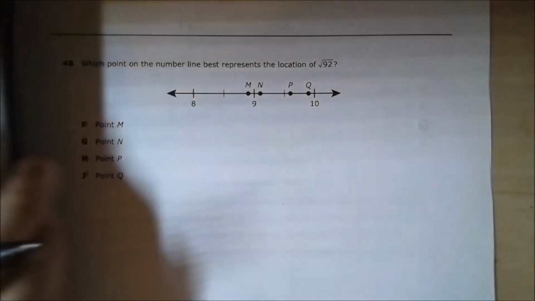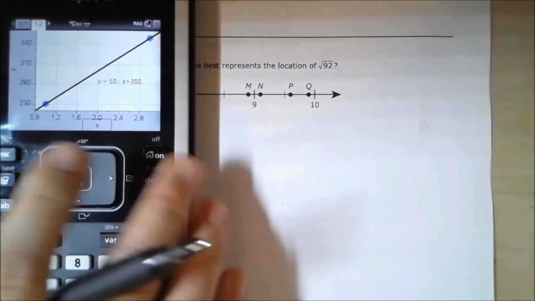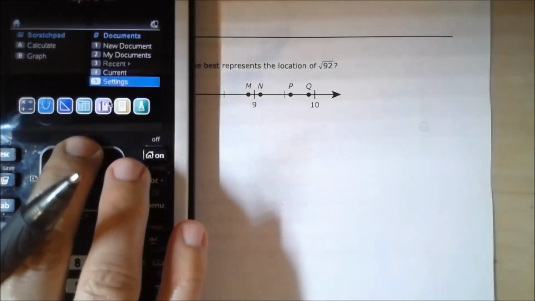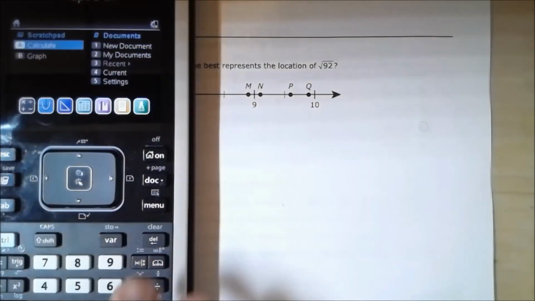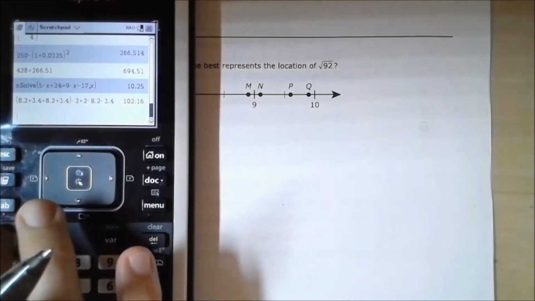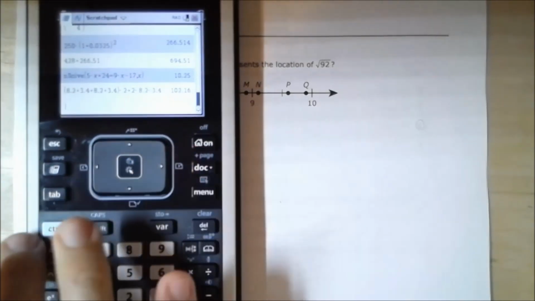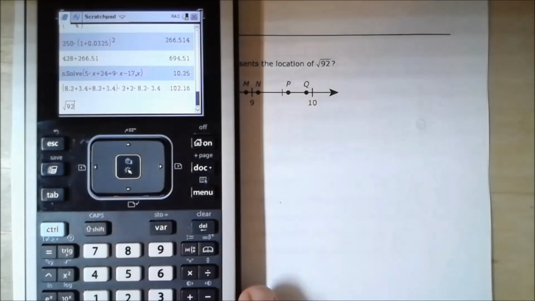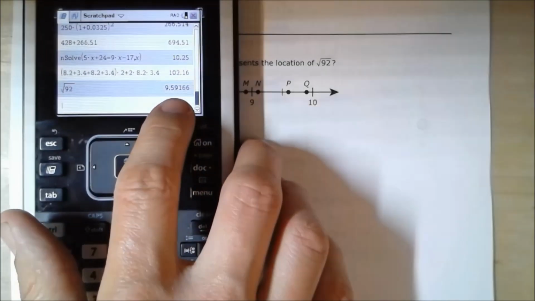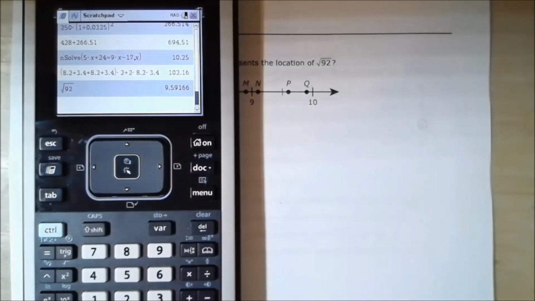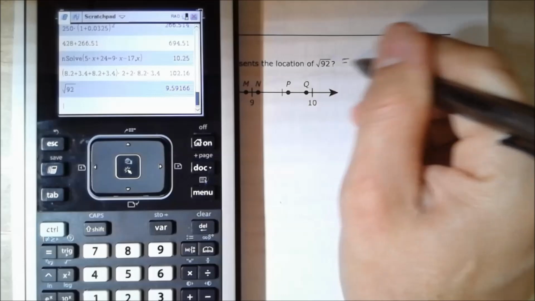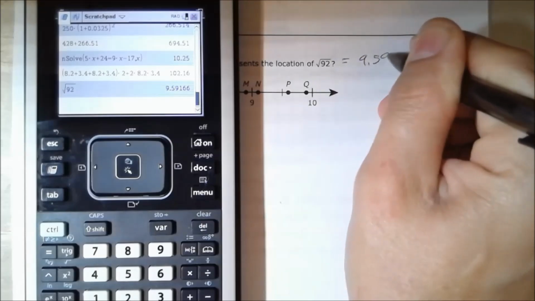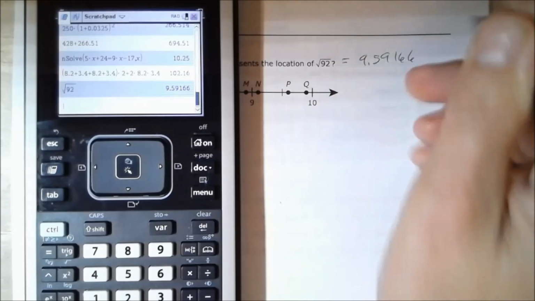In this particular case, we're going to need to evaluate that. So let's go back to calculate, and let's put in the square root. For the square root, we're going to hit control, and then x squared, of 92. We're going to hit enter, and it gives us 9.59166. So the square root of 92 equals 9.59166.